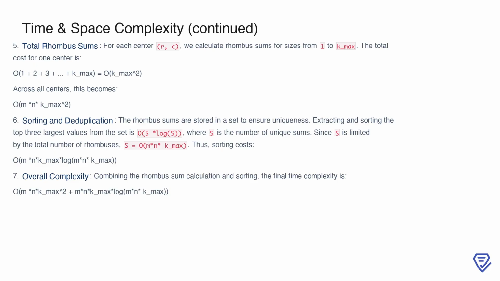Additionally, we need to store these rhombus sums in a set to ensure uniqueness and extract the top 3 largest sums. Sorting the unique sums involves a cost of s*log s, where s is the number of unique sums. In the worst case, s is proportional to the total number of rhombuses, which is m*n*k_max. This makes the sorting cost m*n*k_max log(m*n*k_max). Combining the two parts, the overall time complexity is the sum of these contributions, resulting in m*n*k_max² plus m*n*k_max log(m*n*k_max).